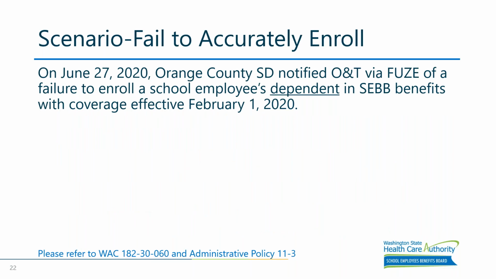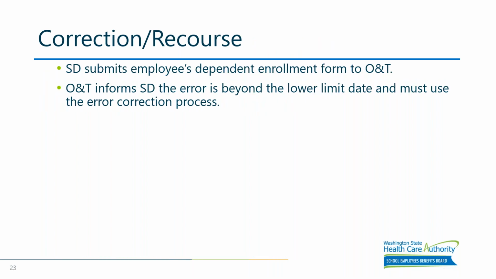Here's another scenario: failure to accurately enroll an employee or their dependents. On June 27th, Orange County School District notified outreach and training through Fuse of a failure to enroll a school employee's dependent in SEBB benefits with coverage effective February 1st. So the school employee was already enrolled in SEBB benefits. They must have dropped off their enrollment form with the BA. The BA enrolled the school employee but failed to enroll that dependent.